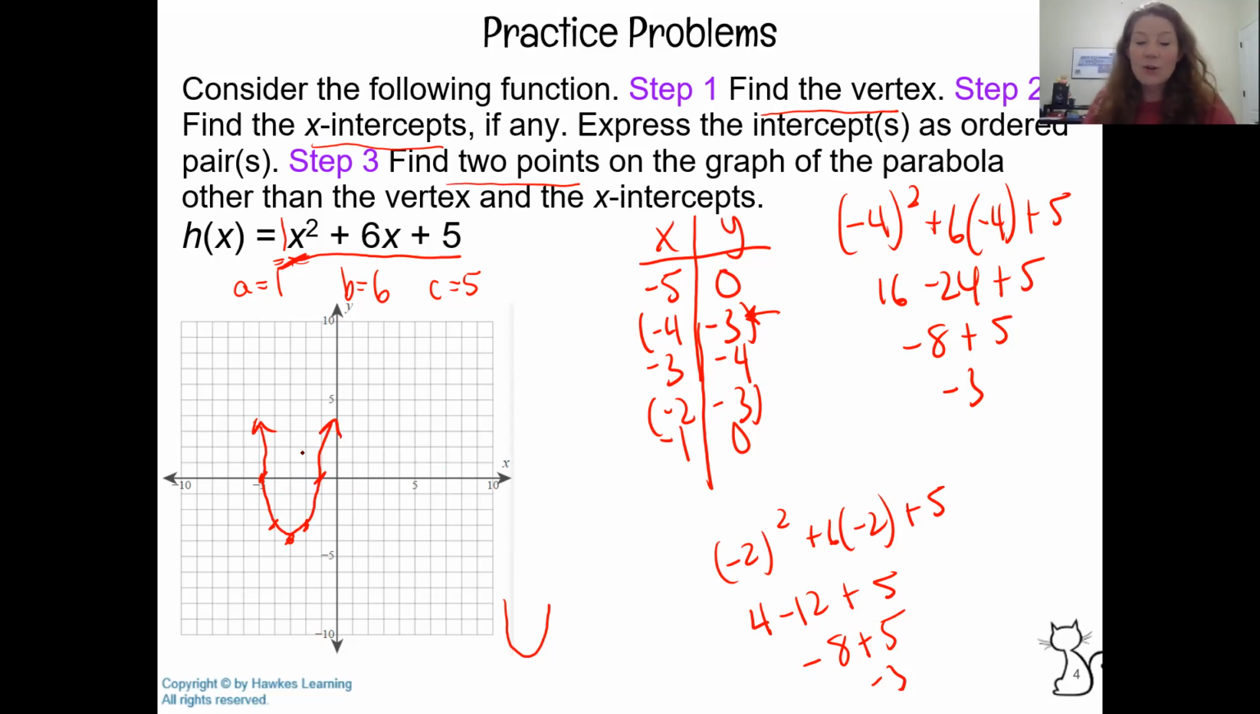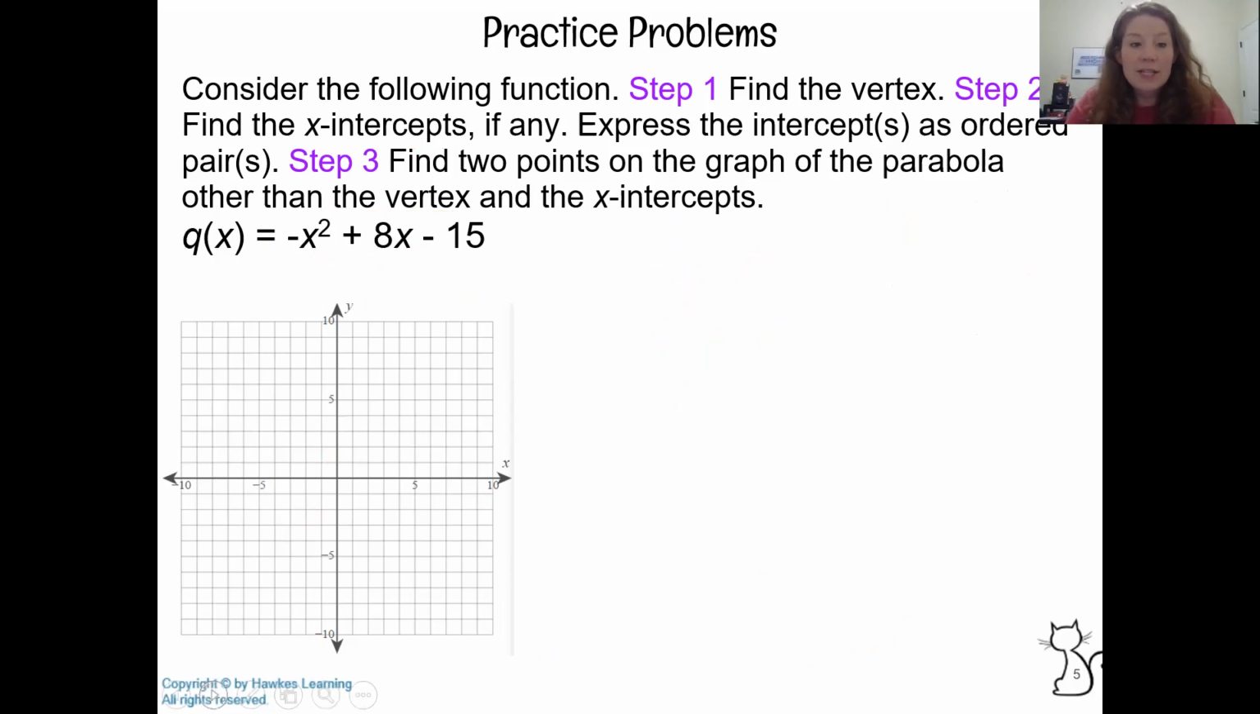But like I said earlier, if I just type this into Desmos, I get all of those points automatically. Okay, so use that website. It's a great website. It'll help you graph these, and it'll help you on your test even. Okay. All right, so let's try another one.